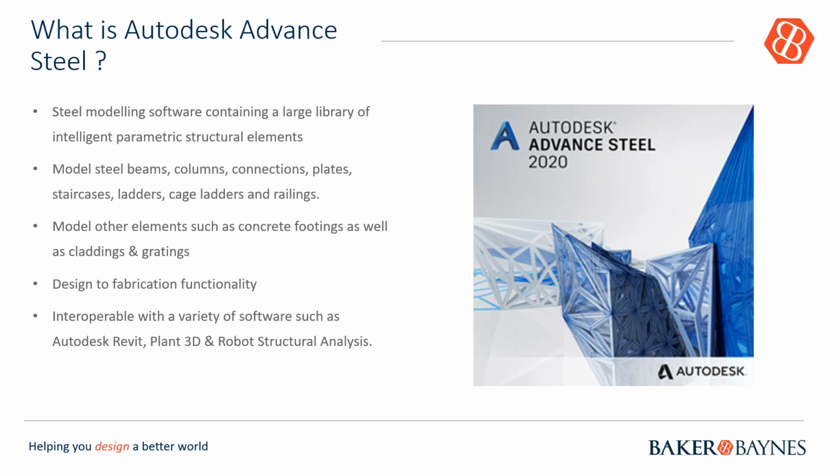And of course, what you can model in the software is your beams, your columns. The cool thing is the connections, because we've got something called a connection vault, which you will be seeing shortly, that helps make connections so much easier. And then, of course, you can do plates, staircases, ladders, cage ladders, and of course, railings.